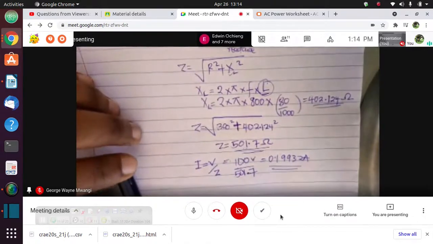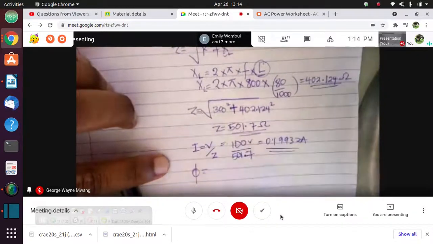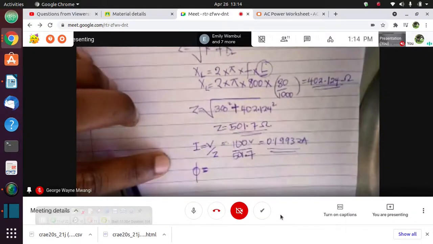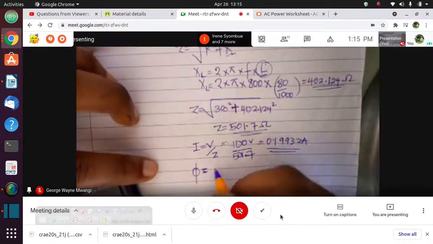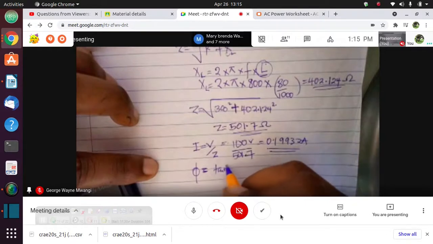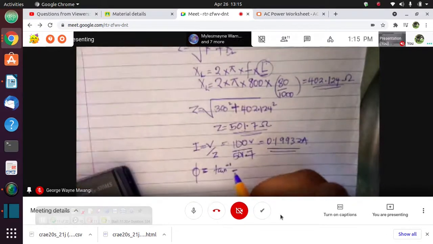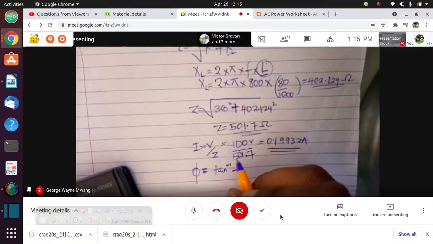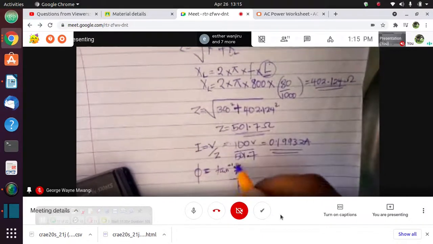Now, something else we had mentioned before was phase angle. How do we find the phase angle? The angle at which the current and voltage are lagging or leading each other, those waveforms. Phase angle is given by the tan inverse of the inductive reactance divided by the value of the resistance.